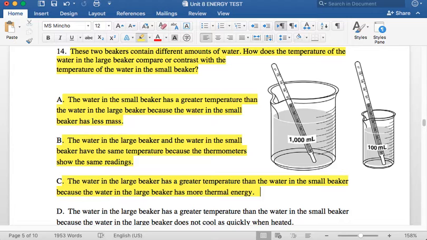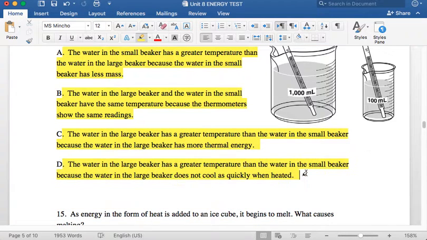C, the water in the large beaker has a greater temperature than the water in the small beaker because the water in the large beaker has more thermal energy. D, the water in the large beaker has a greater temperature than the water in the small beaker because the water in the large beaker does not cool as quickly when heated.